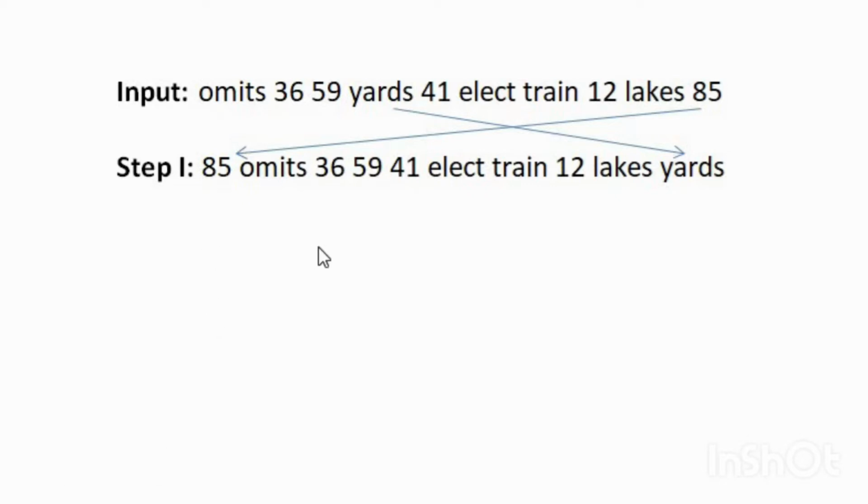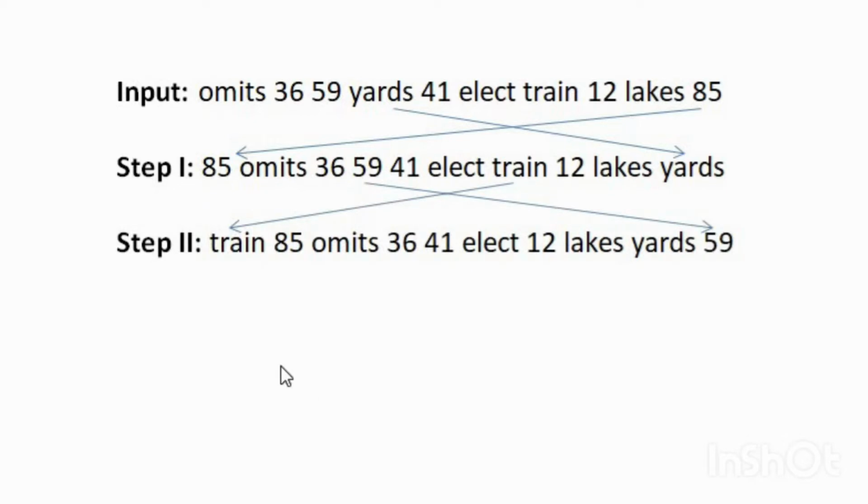In the next step, the second last word, that is train, will be on the LHS, and the second largest number, 59, will be on the RHS. So what would be step number 3? In step number 3, the third largest number would be on the LHS, that is 41, and the third last word will be on the RHS, that is omits.